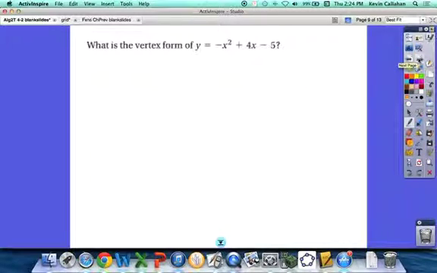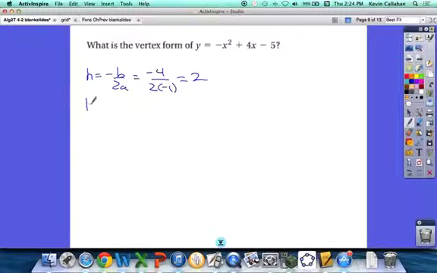Okay, so let's do it. Let's take this standard form of a quadratic function and let's put it into the vertex form. So first I've got to calculate the h. h equals negative b over 2a. In this case, that's negative 4 over 2 times negative 1, which is positive 2.